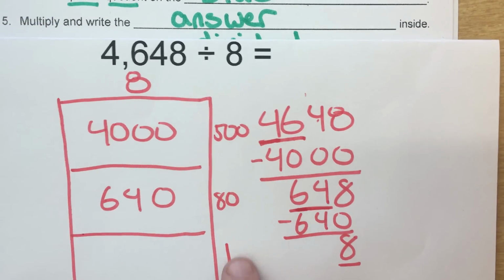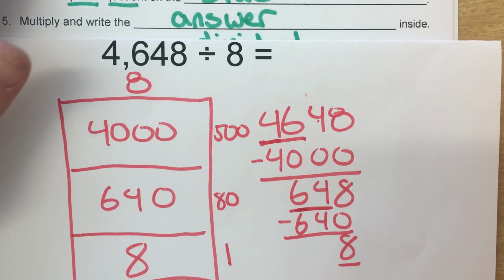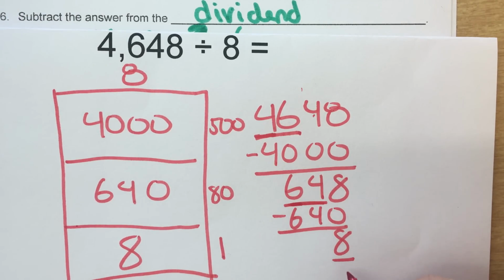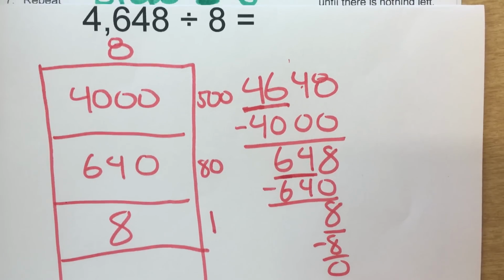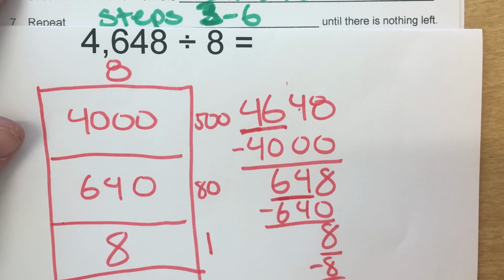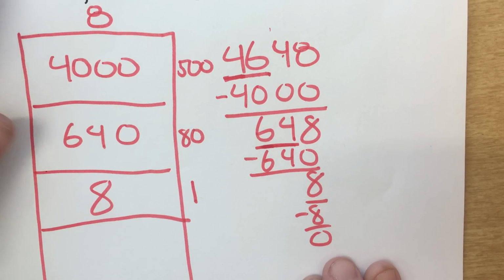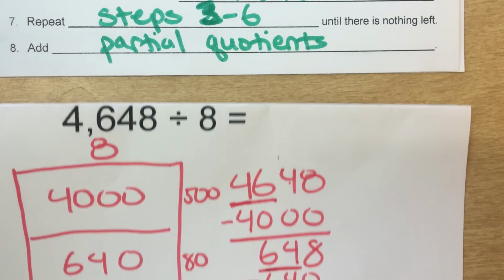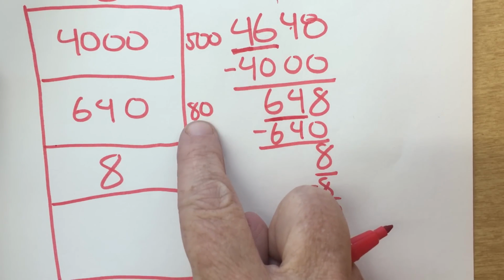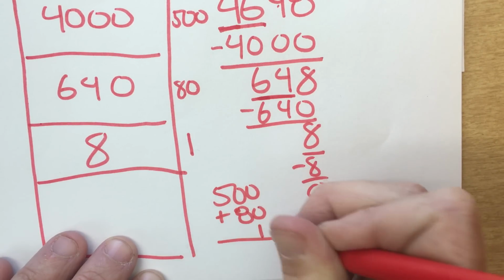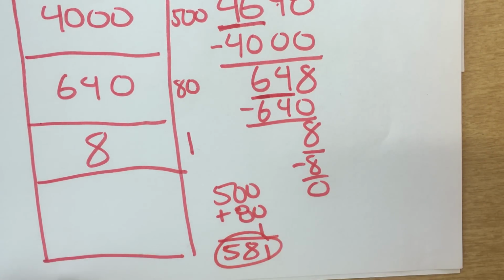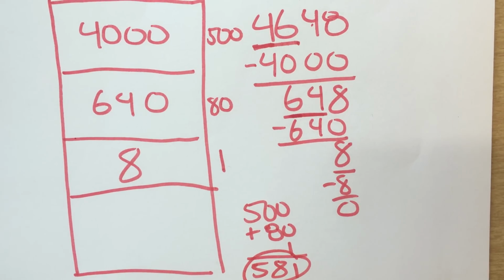Step 5 says I'm going to multiply and write the answer. So 8 times 1 is 8. Step 6 says I'm going to subtract from the dividend. Step 7 says I'm going to repeat the steps, but I have nothing left, so I don't need to repeat them. So step 8 says add them. Add your partial quotients. Well, I have 500 plus 80 plus 1. So 500 plus 80 plus 1 equals 581, and that is my answer, 581. Okay, so let's try some together.